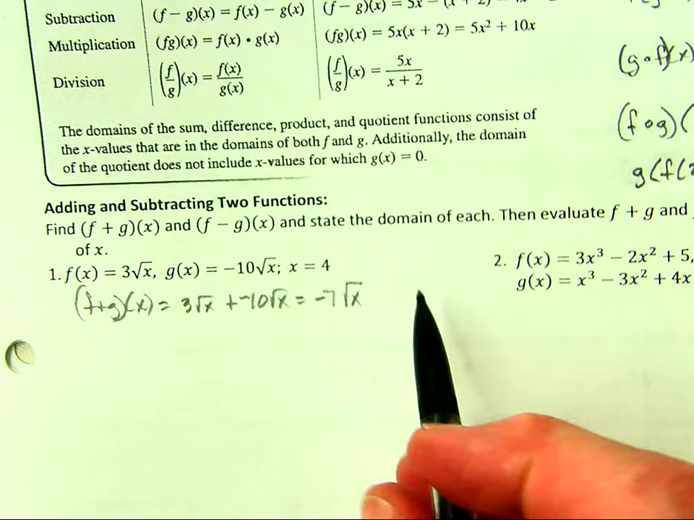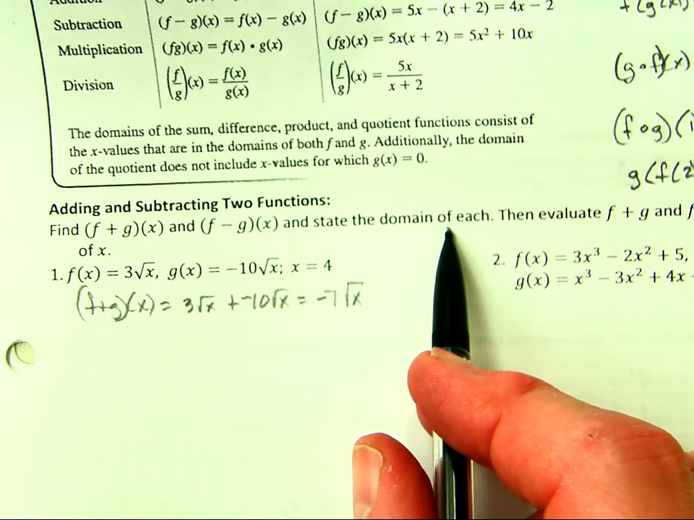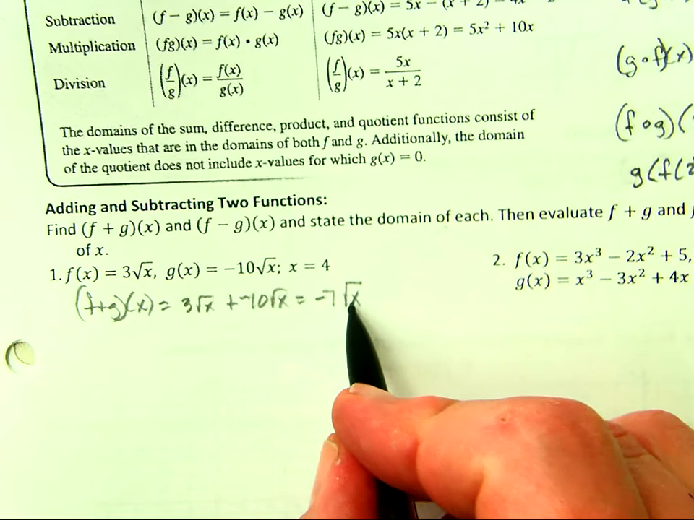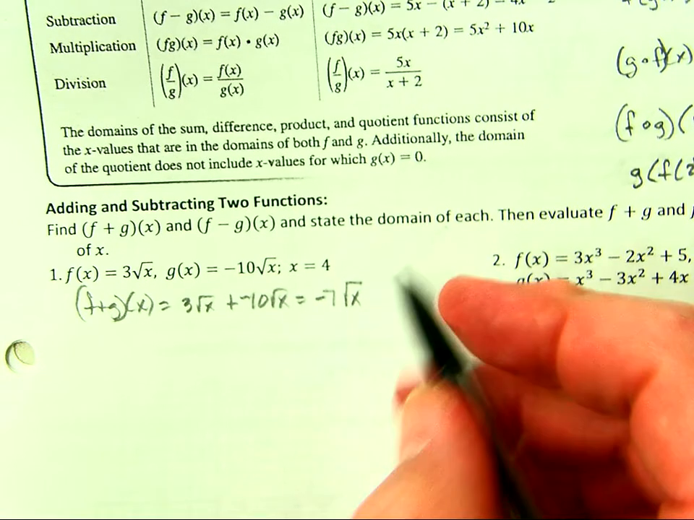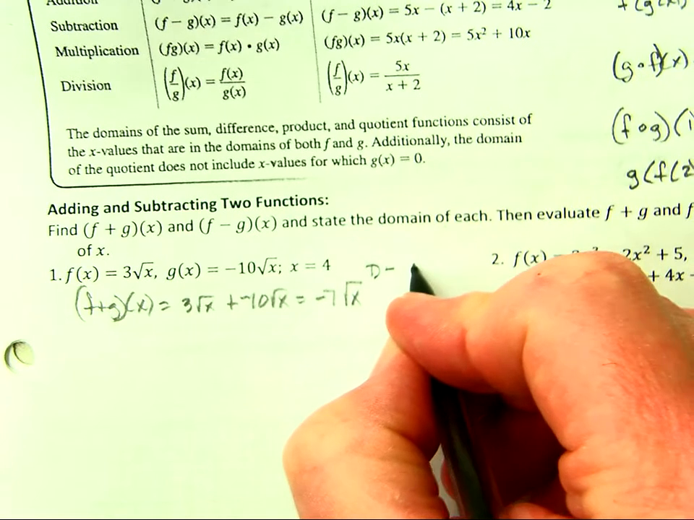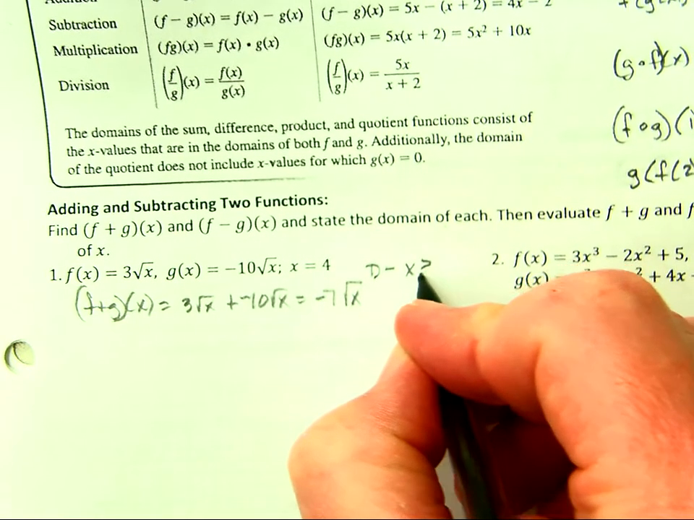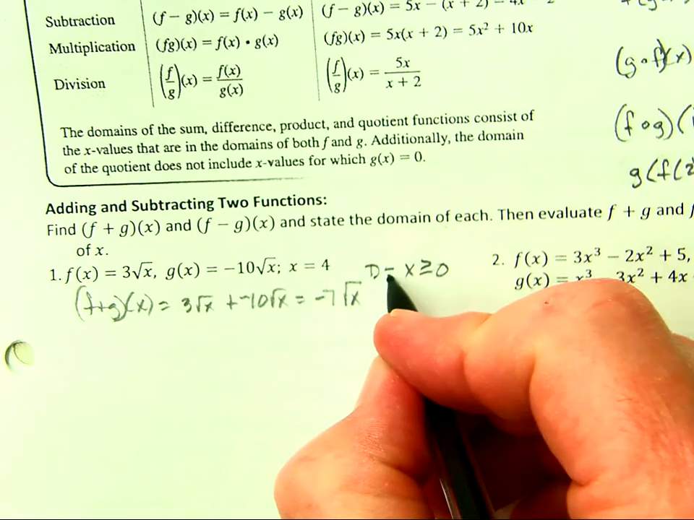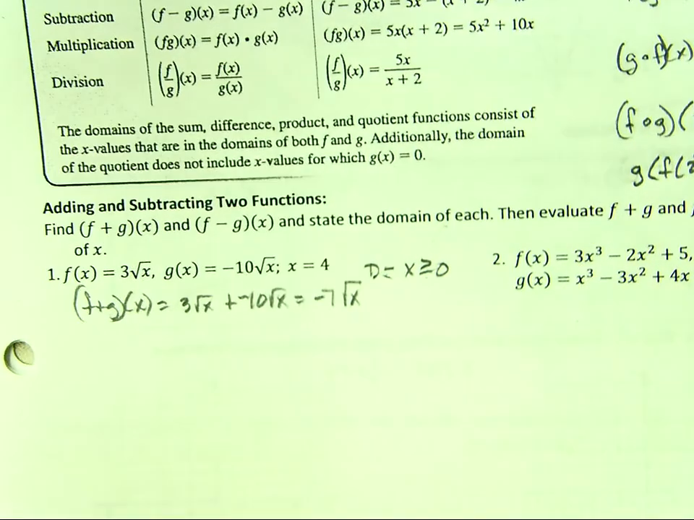Now notice it also asked you to state the domain. Well, if you remember for domain, there's two things we look at. One of them is an even root, like a square root. So we know that for the domain, the number underneath the radical here, that's just x, has to be greater than or equal to 0, because we can't do the square root of a negative number. So here the domain is x is greater than or equal to 0.